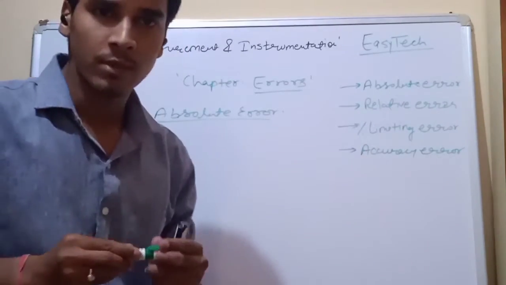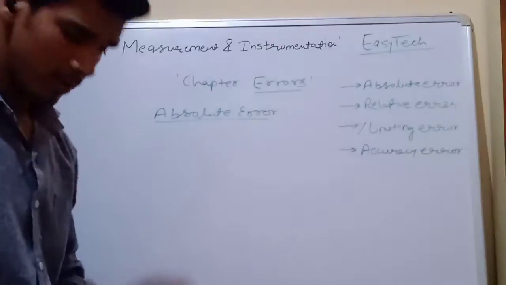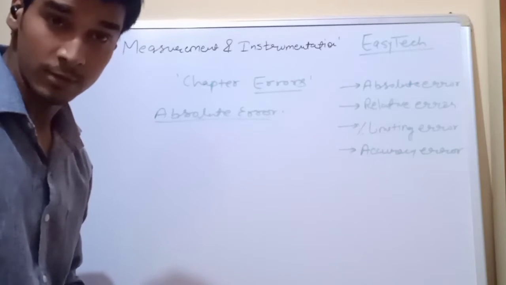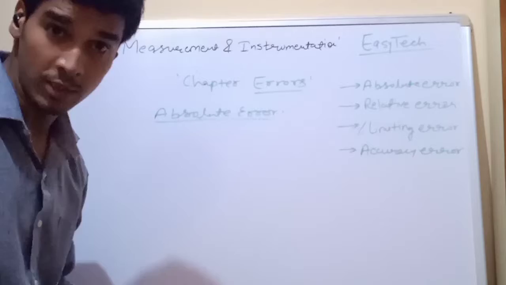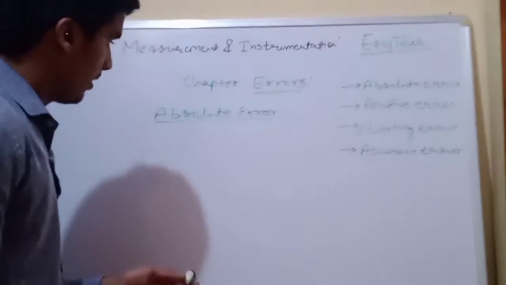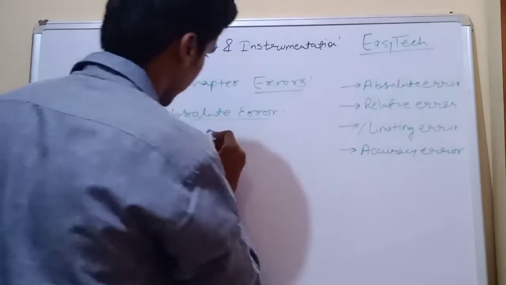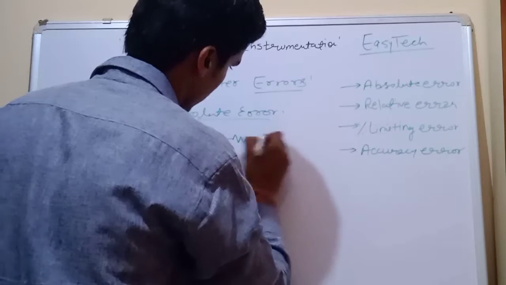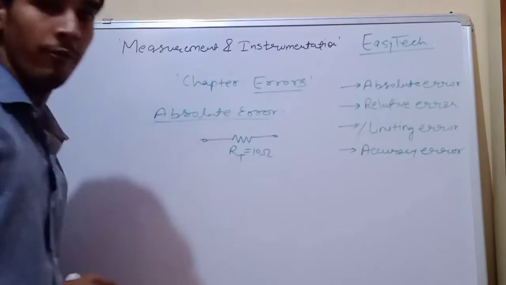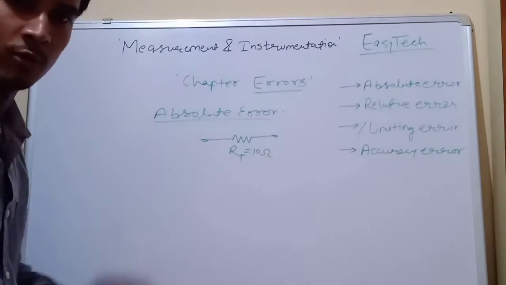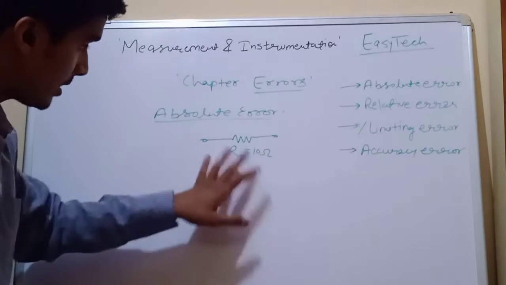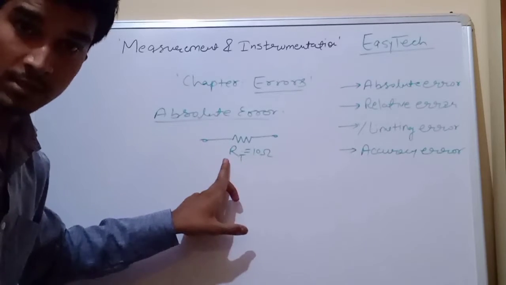By taking a simple example, we are going to deliver the concept of absolute error. Whenever a true value is given and you have measured the value of that element, the difference between the measured value and the true value is known as the absolute error. An element is given to you according to this diagram. This element is a resistance, and its true value is given as 10 ohm.